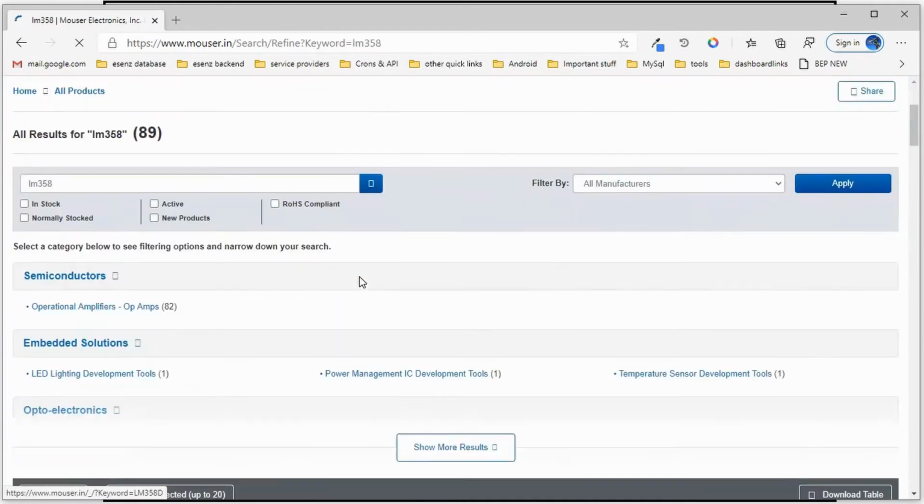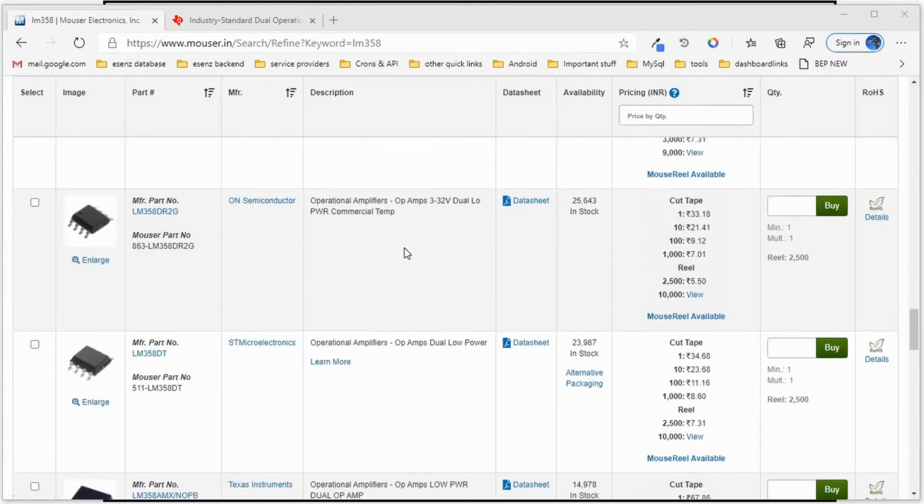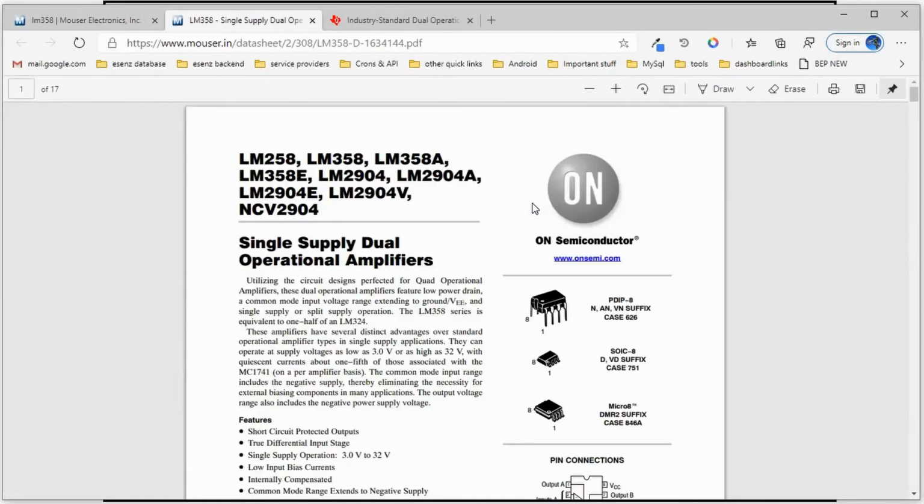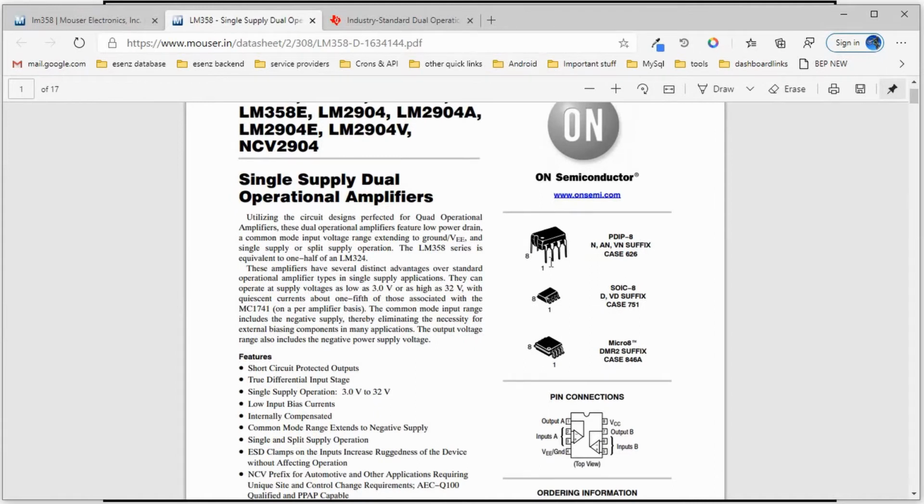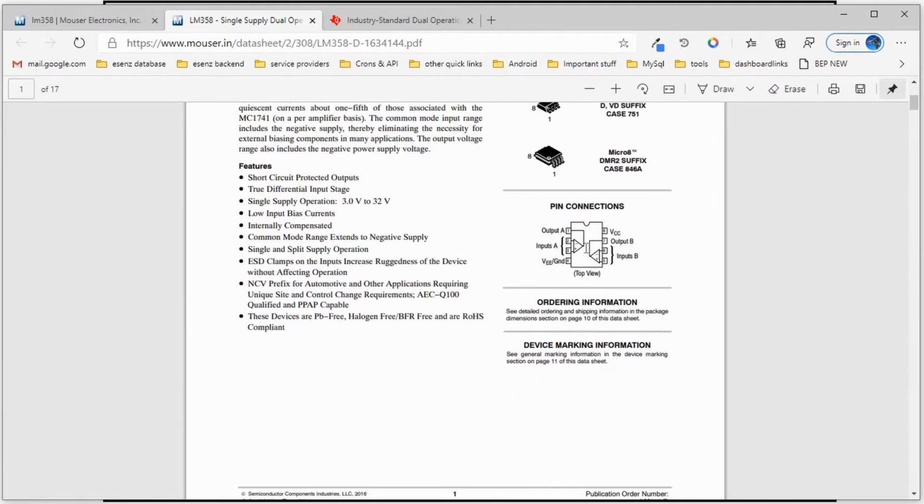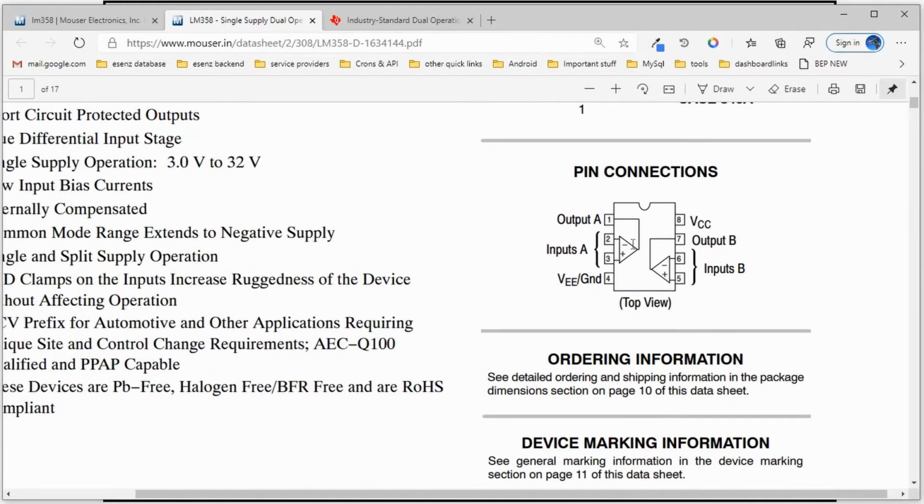So let's open one of the data sheets of that one. Okay, let me select this. It will come in different packages. It is an 8-pin IC. There are two op amps in it. Let me zoom in here. There are two op amps here, one on the left side, one on the right side, and they share a common supply, that is VCC and ground.